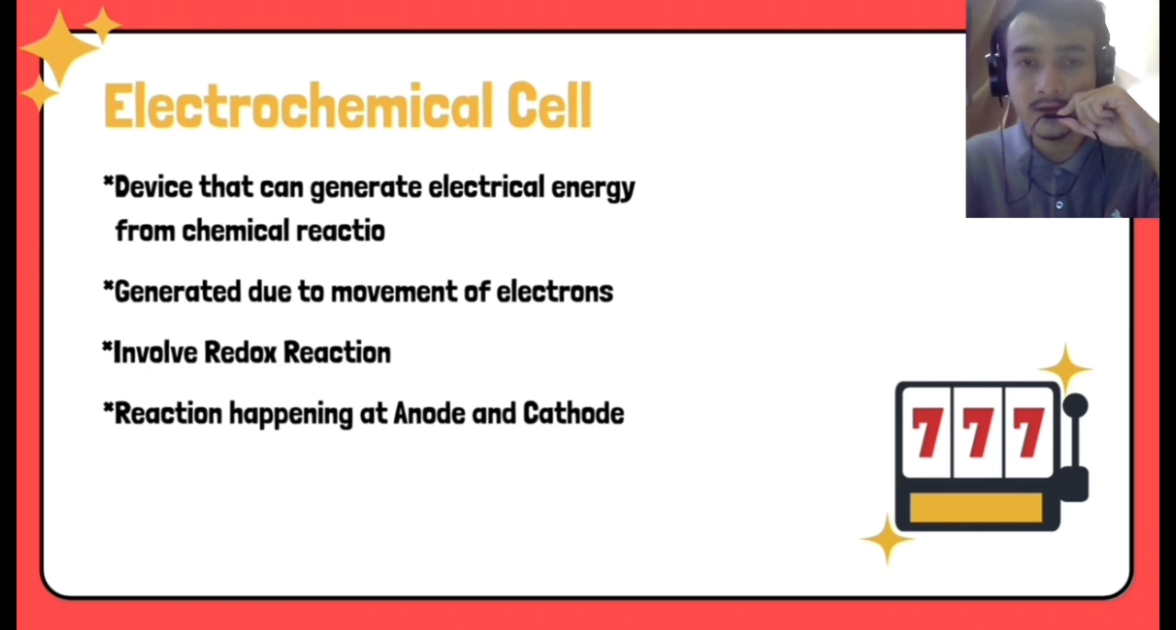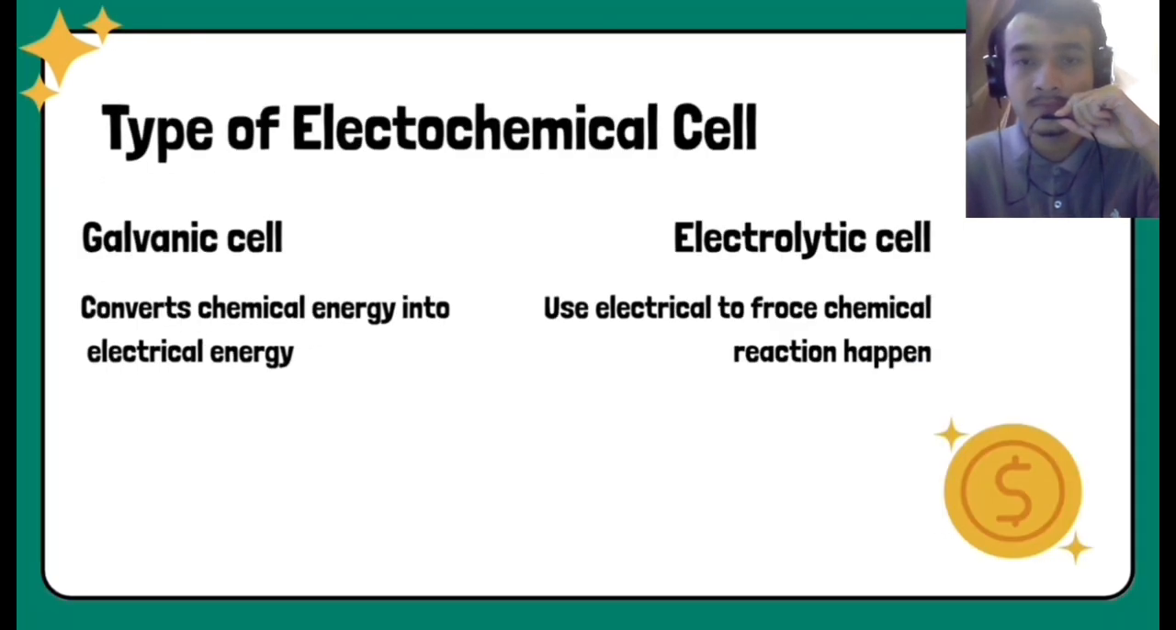And this is the electrochemical cell. So what is an electrochemical cell? An electrochemical cell is a device that can generate electrical energy from chemical reaction. It's generated due to movement of electrons. It involves a redox reaction happening at the anode and cathode. There are two types of electrochemical cell. There is the galvanic cell that converts chemical energy into electrical energy, and there is the electrolytic cell that is used to force a chemical reaction to happen.